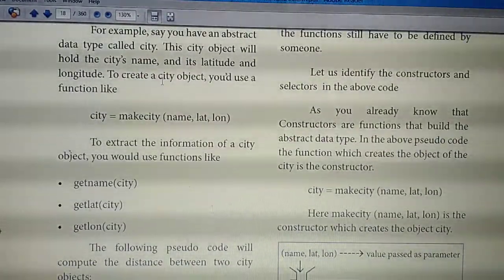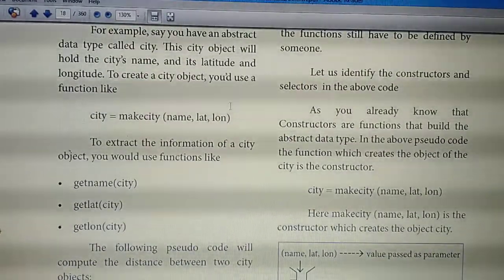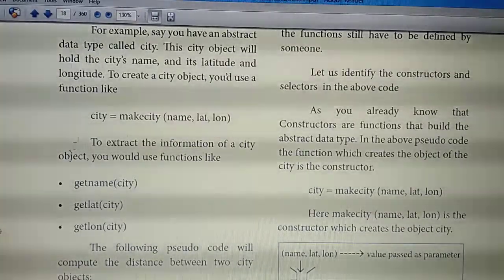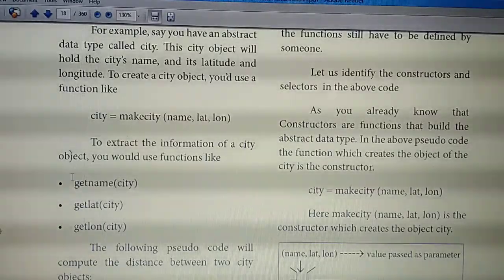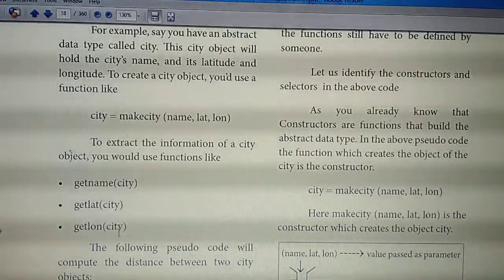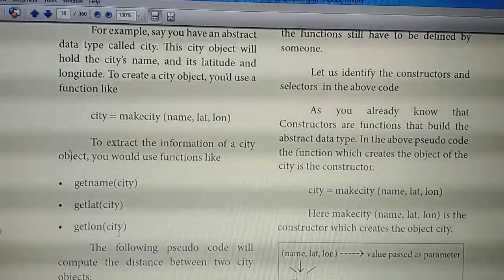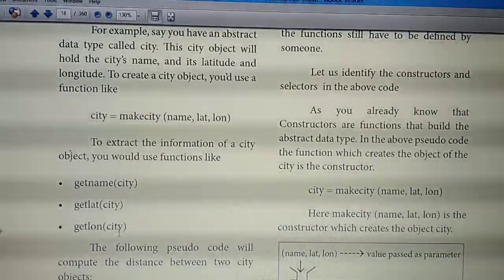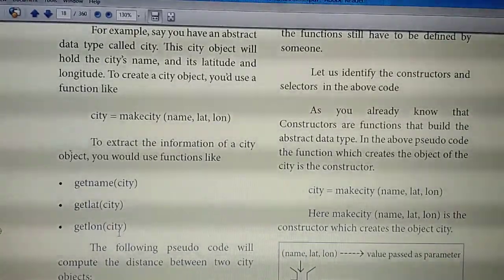Example. Right. To create a city object you use a function like this: city equal to make city. Then for selector, that point: to extract the information of city object, you would use functions like this, get longitude of city. Understand? Very, very important question. So I am telling again and again. Okay. Have you all marked?